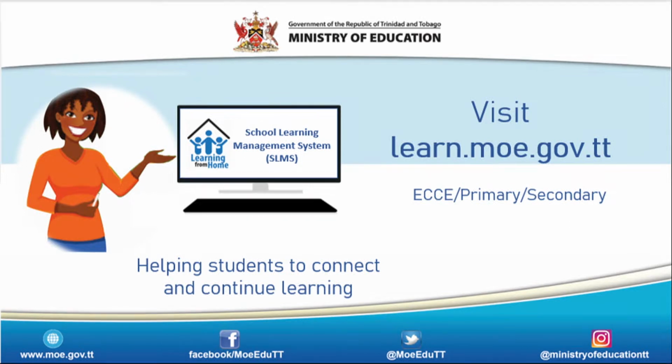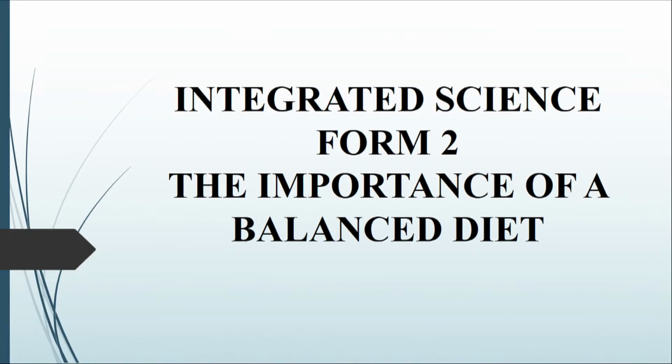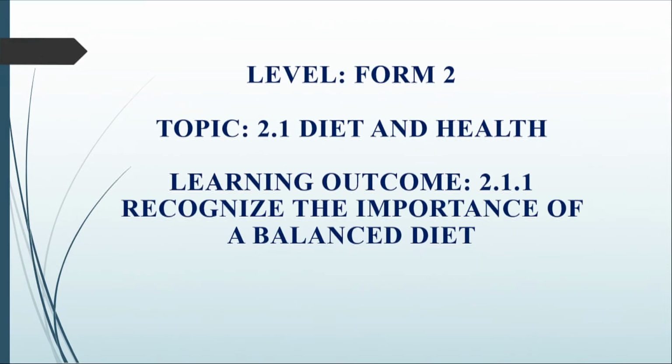Let's begin today's lesson. Today's lesson is in Integrated Science, Form 2, and it is on the importance of a balanced diet. The learning outcome for today is number 2.1.1: recognize the importance of a balanced diet. It comes from Diet and Health.